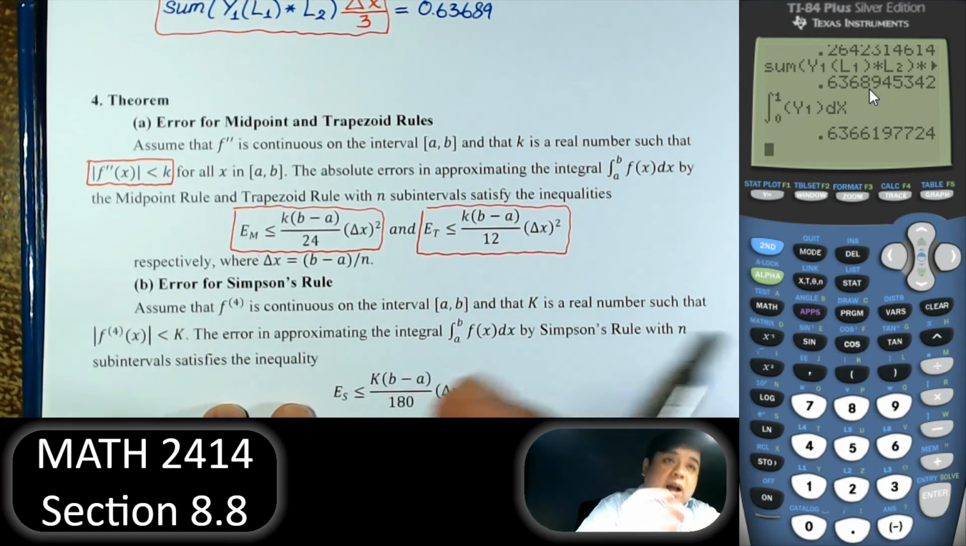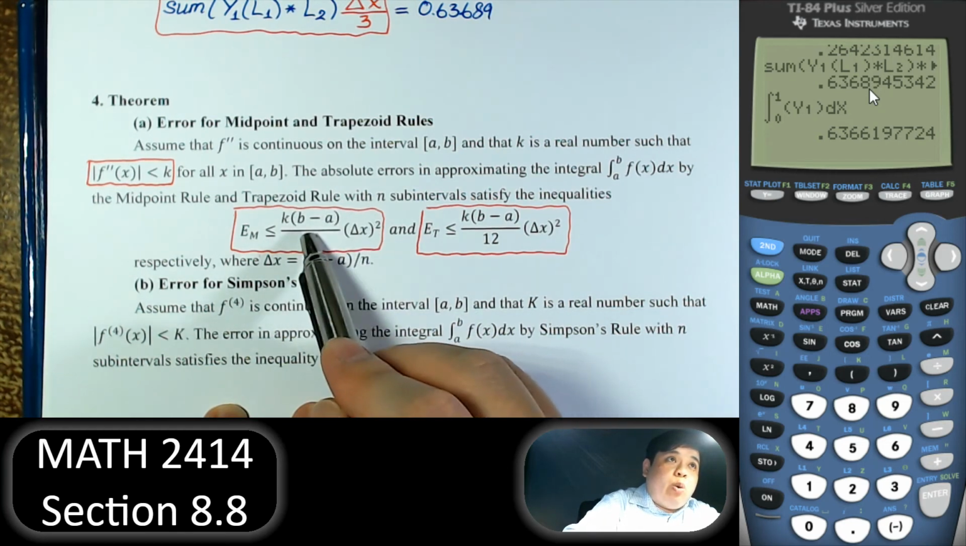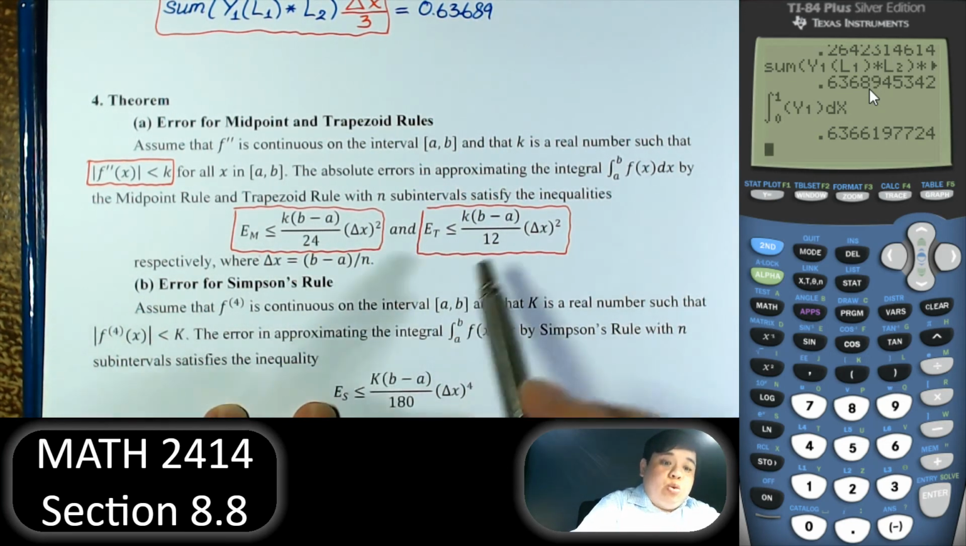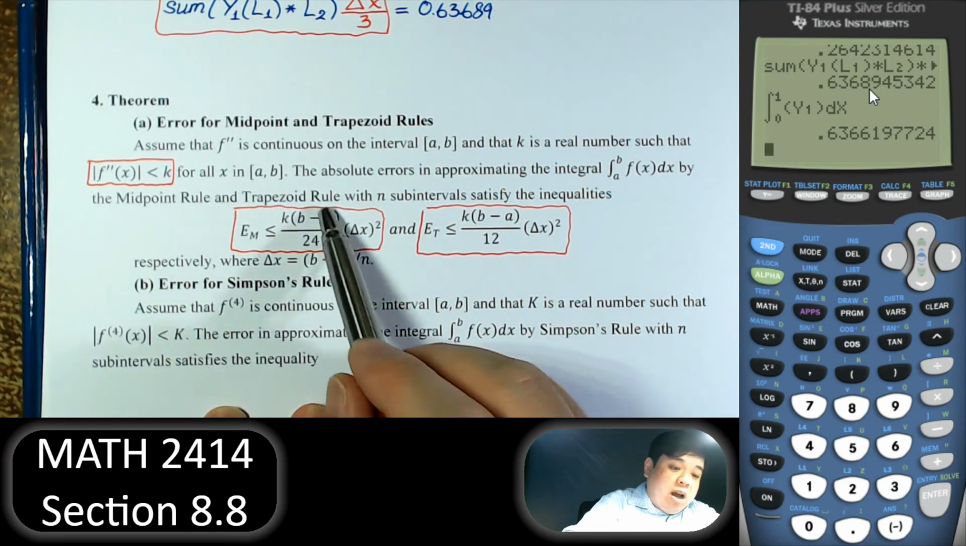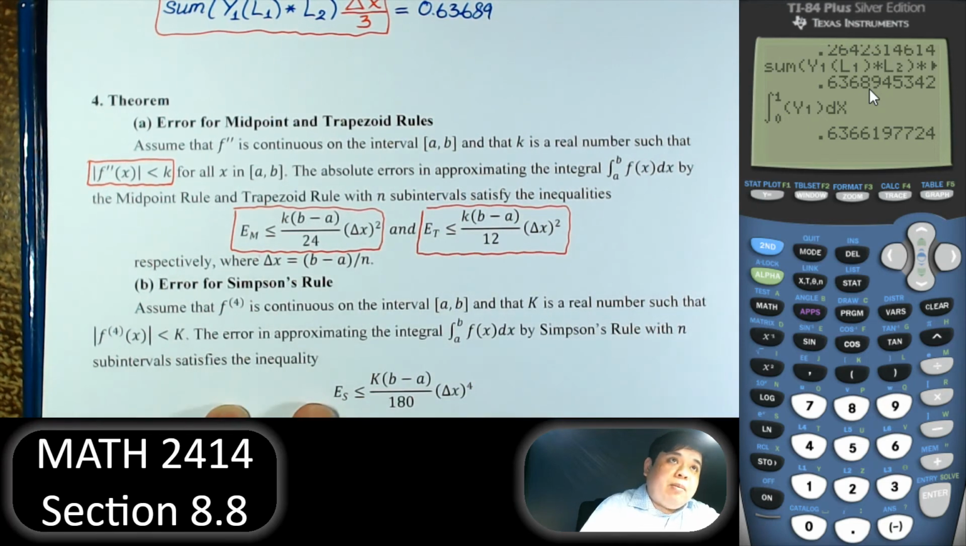I'm sorry, I took that backward. The midpoint rule divided by 24 is going to be smaller than the trapezoid rule divided by 12. Of course, divided by the bigger number is going to be smaller. So this one is smaller than that, smaller by a factor of exactly 2.